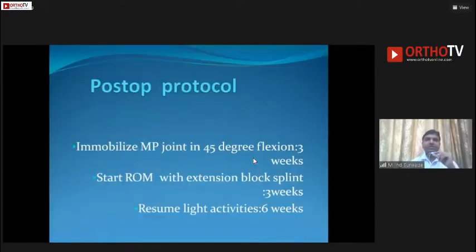The post-op protocol is usually that we immobilize the MP joint in 45 degrees of flexion for 3 weeks. For the next 3 weeks, we give an extension block splint to start range of motion but avoid hyperextension. After 6 weeks, we can start the patient on light activities.